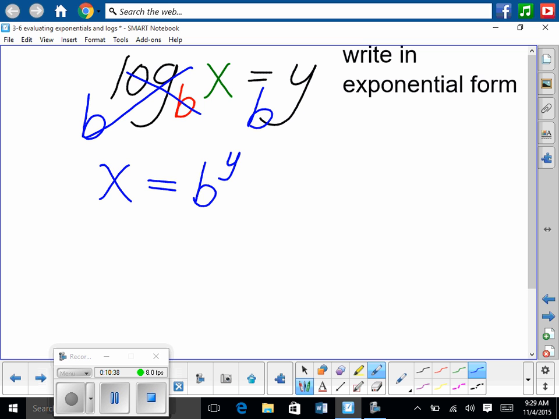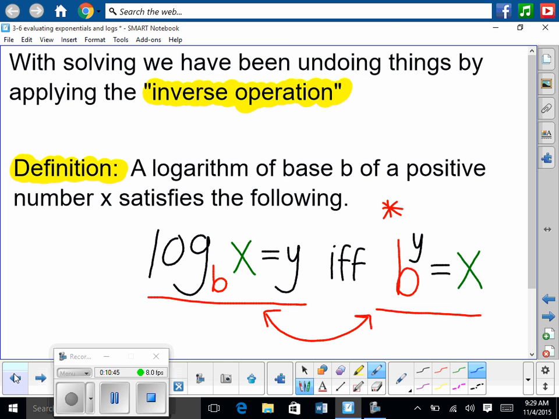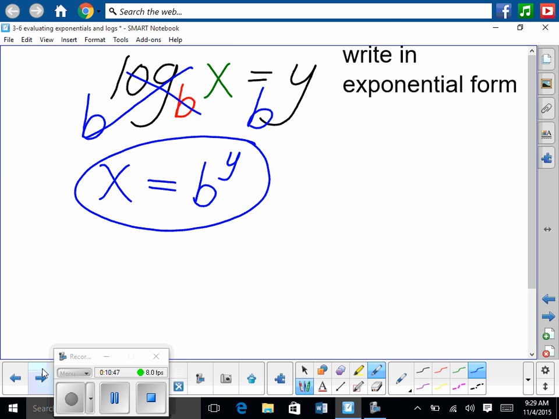So everybody look, this is exactly what we had in the last slide. That's just algebraically how I found it. See, look, x is equal to b to the y power. That's how algebraically it happens. We're going to be doing that with lots of logs today. Any questions on that?